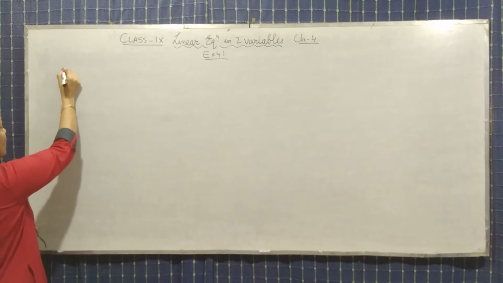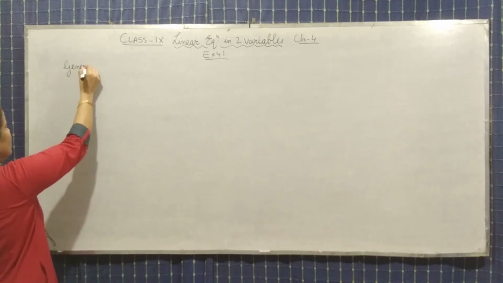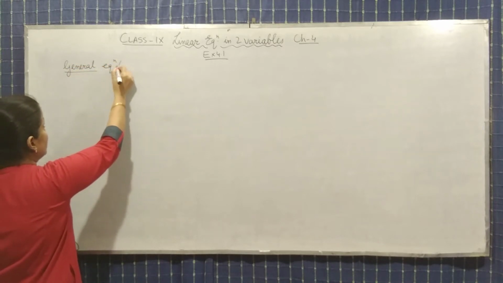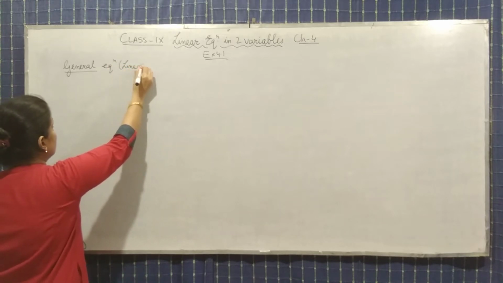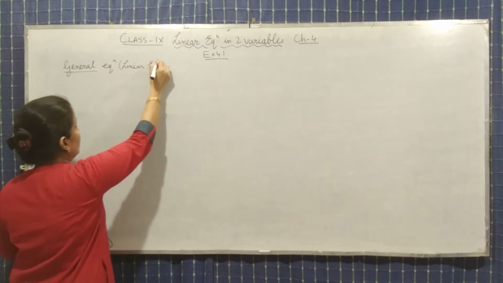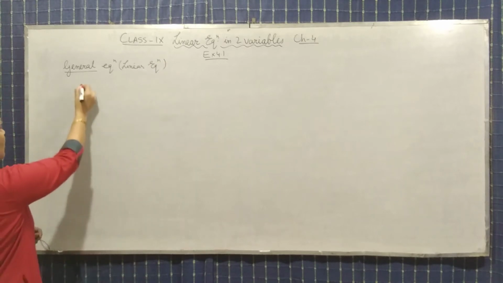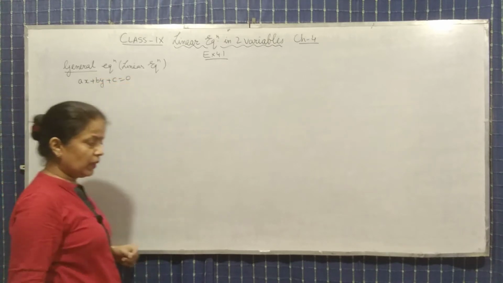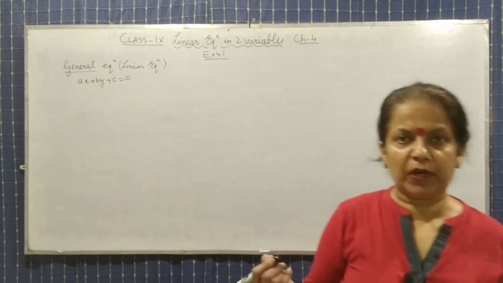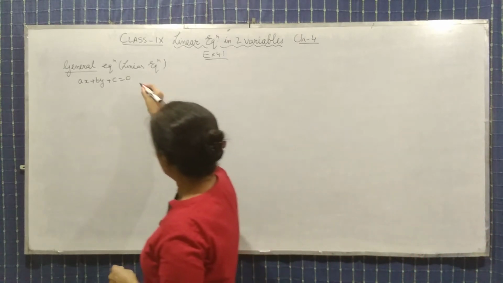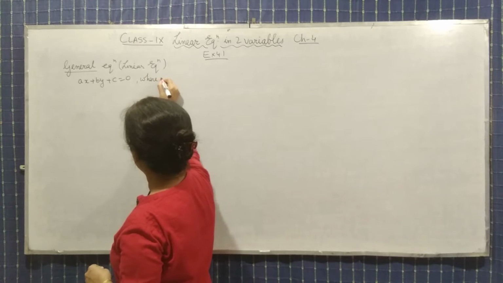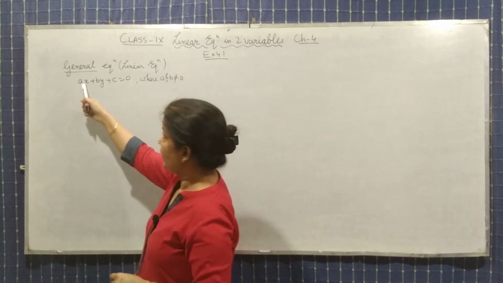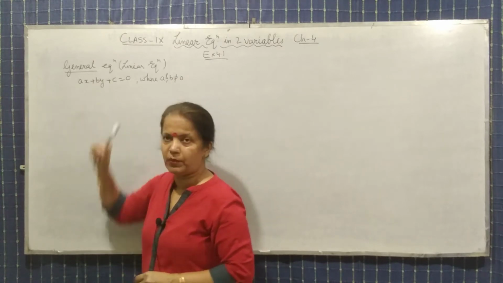The general equation, or the standard form of linear equation, is ax plus by plus c equals 0, where a and b should not be equal to 0. The coefficients of x and y should not be equal to 0.